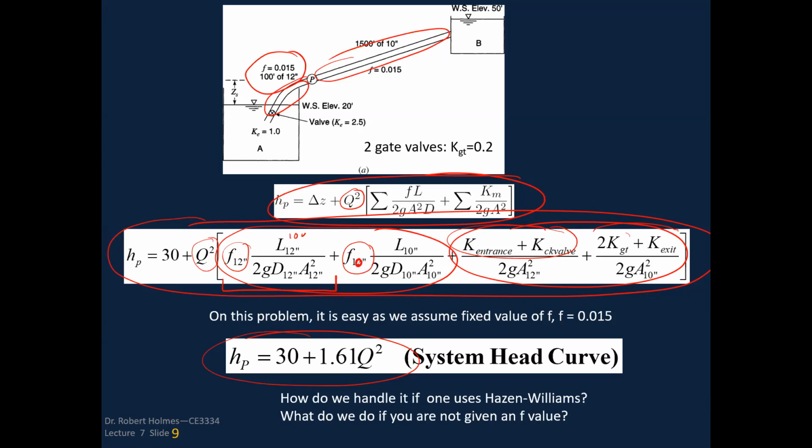And then we've got the minor losses on the 12-inch pipe section, and we've got the minor losses on the 10-inch pipe section. So make sure you can do that and end up getting this as my value for the system head curve. That'll be something really good for you to work through and make sure the numbers come out for you.